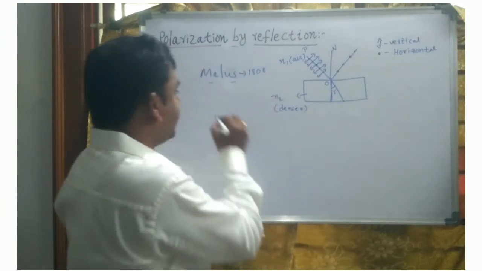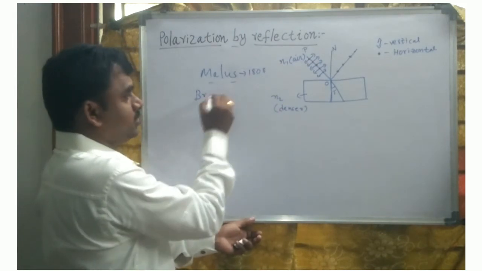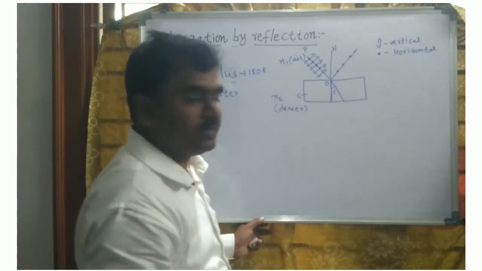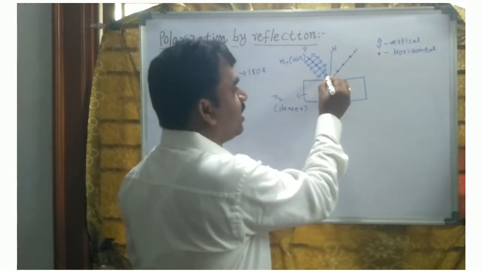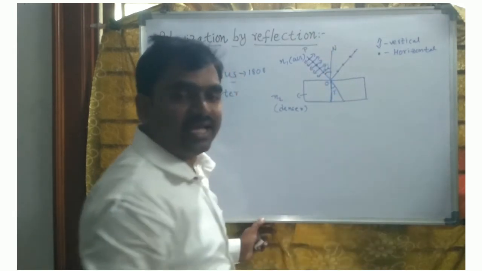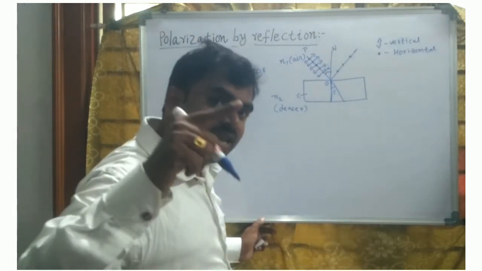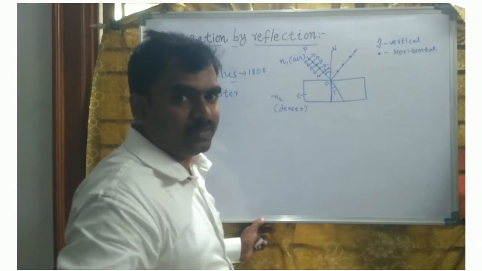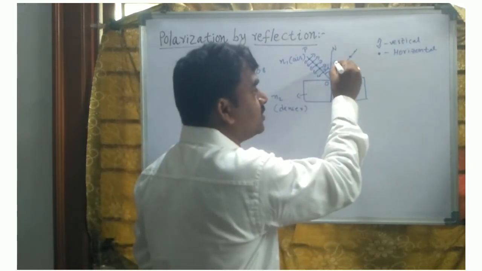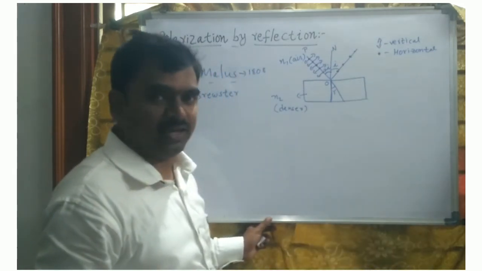After that, Brewster used that concept, and he also changed the angle of incidence. So what is this angle? The angle we are calling the angle of incidence. According to the laws of reflection, the angle of incidence must be equal to the angle of reflection. That's why it is also called i.